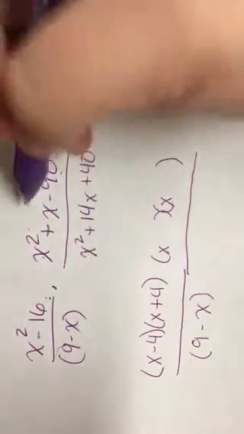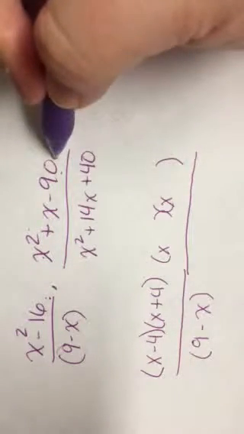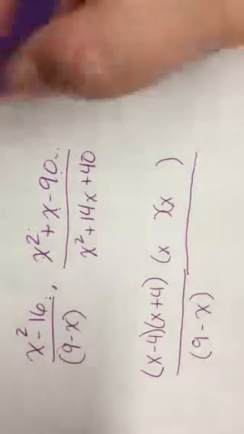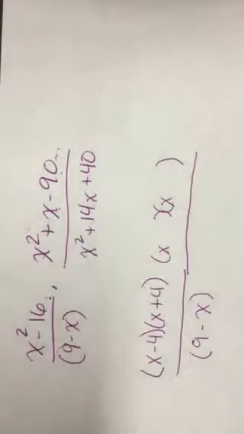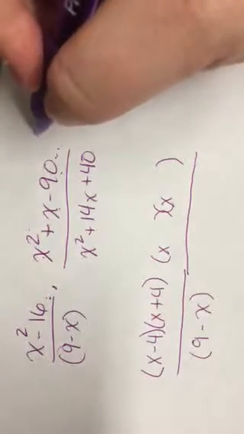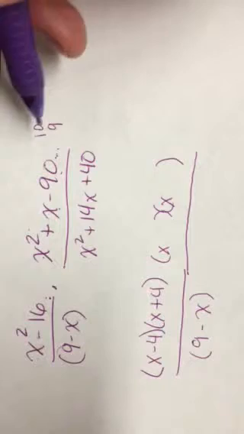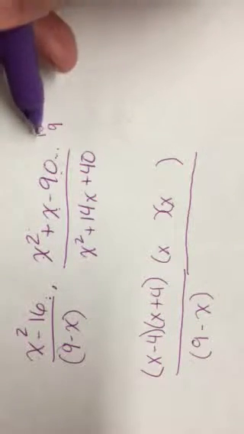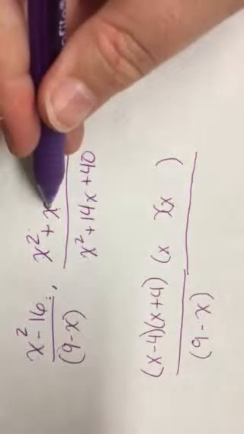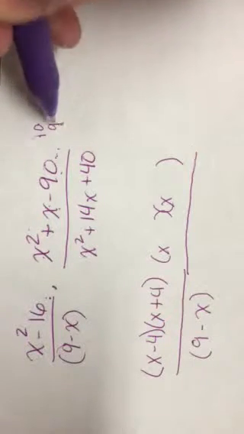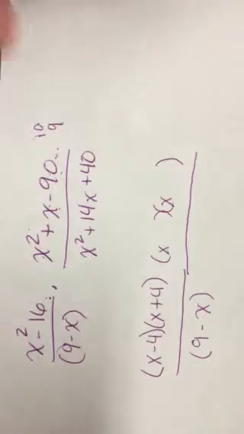X and x. What times what gives us negative 90 that we can add together to get 1? Okay, well, let's see. It's going to have to be, oh, I know. What about 10 and 9? If I do a positive 10 and a negative 9, 10 minus 9 gives me a positive 1 here, and 10 times negative 9 is going to give me my negative 90 that I need here.